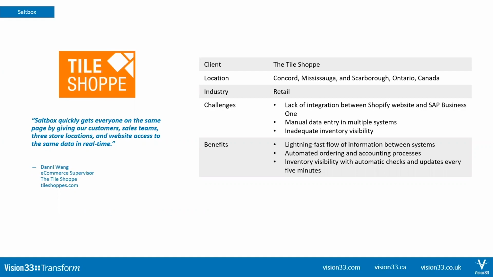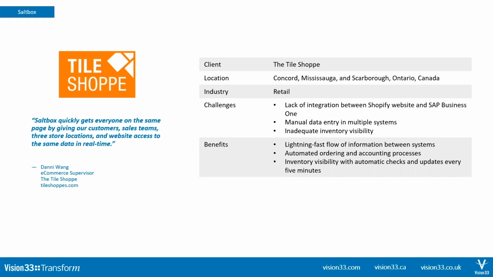They had a lack of integration between Shopify sites and SAP Business One. They were completely standalone, and all of the data from their website had to be manually entered into multiple systems for their purposes to make it work well. And it was an inadequate inventory visibility because they weren't integrated. So each side was making commitments, each side was selling out of their warehouse, but not updating in real time.